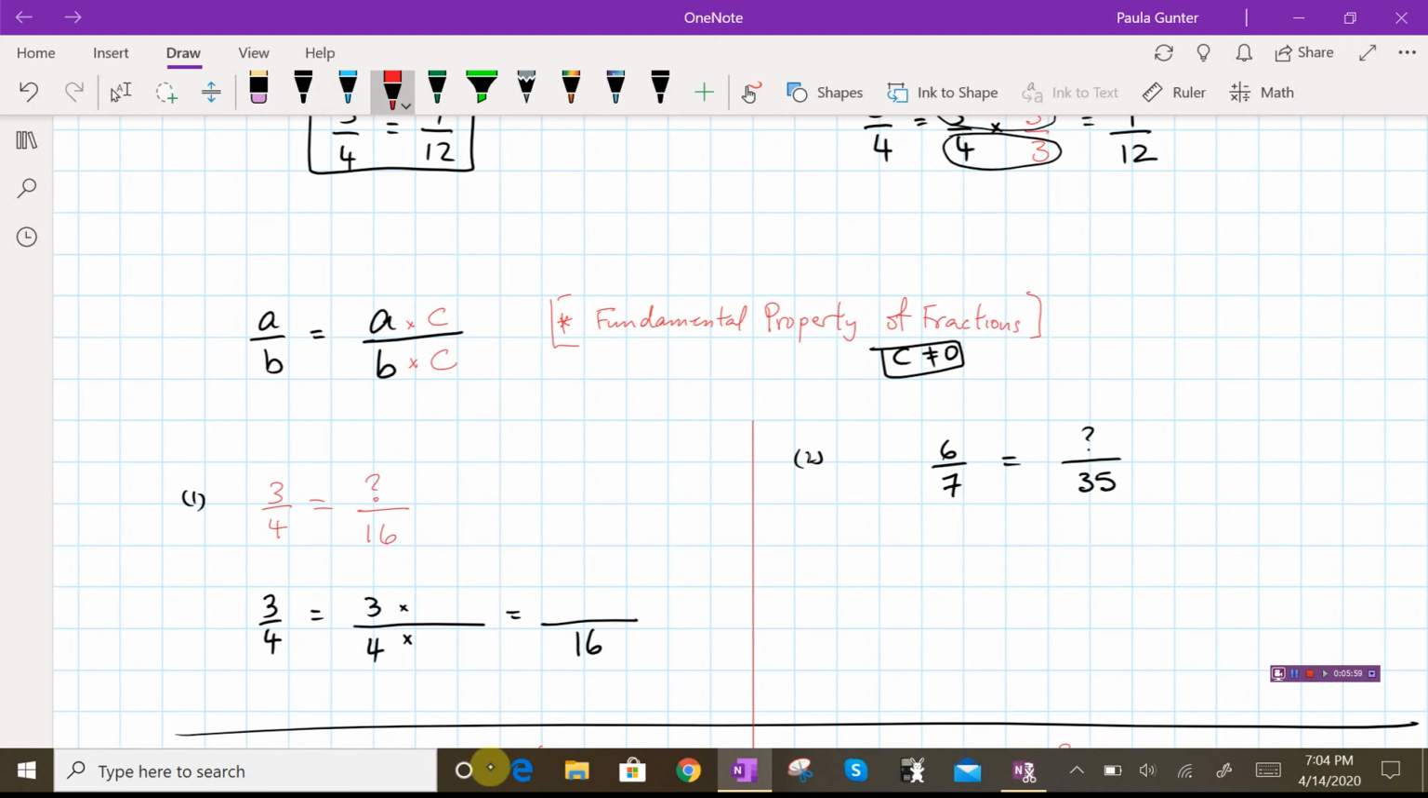Since the numerator is missing, I don't even focus on the numerator. I'm looking at that denominator. What can I do? 4 times what is 16? And the answer was 4. So anything I get there, by the fundamental property of fractions, I need to do the same to the numerator.